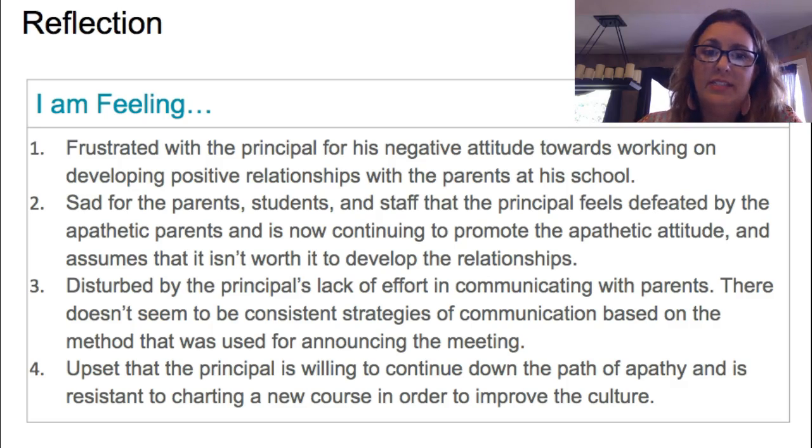Number 2, I'm feeling sad for the parents, students, and the staff that the principal feels defeated by the apathetic parents, and now he is continuing to promote an apathetic attitude and assumes that it isn't worth it to develop these relationships. Third thing I'm feeling is disturbed by the principal's lack of effort in communicating with the parents. There doesn't seem to be consistent strategies for communication based on the method that was used for announcing the meeting. And the fourth thing that I'm feeling is upset that the principal is willing to continue down the path of apathy and is resistant to charting a new course in order to improve the culture of the school.